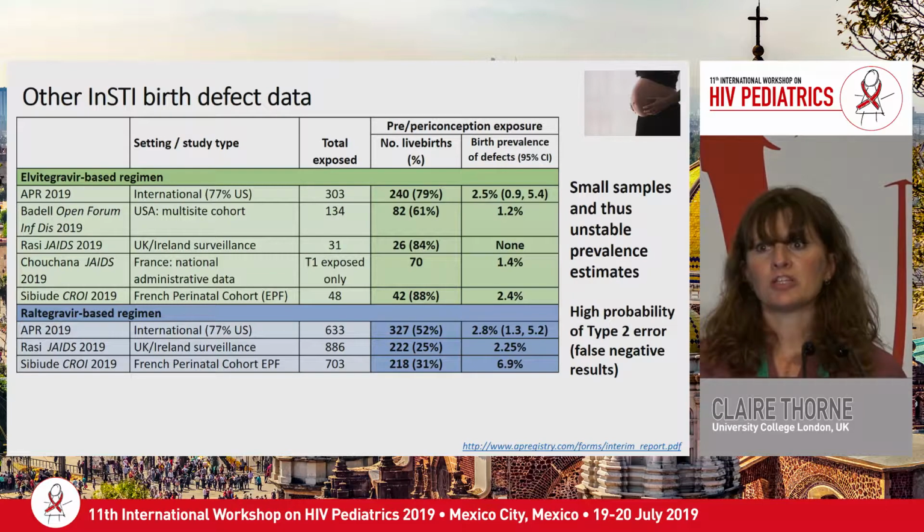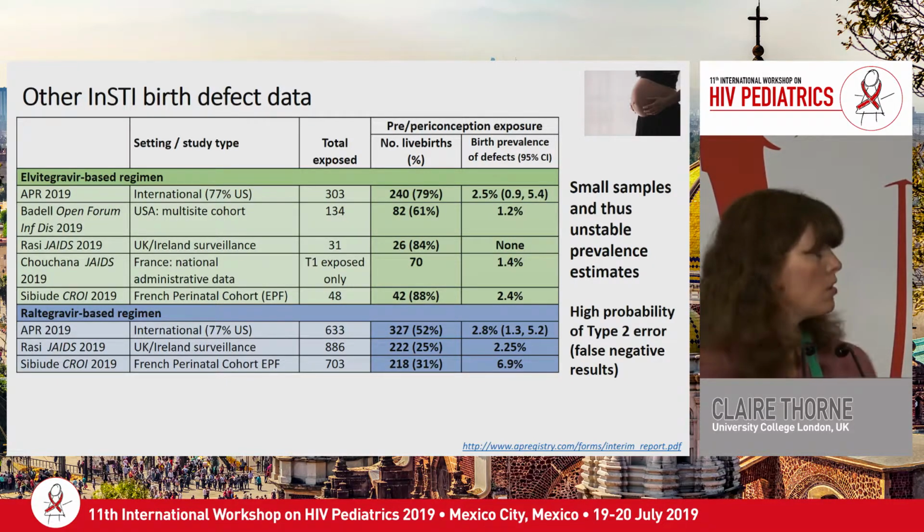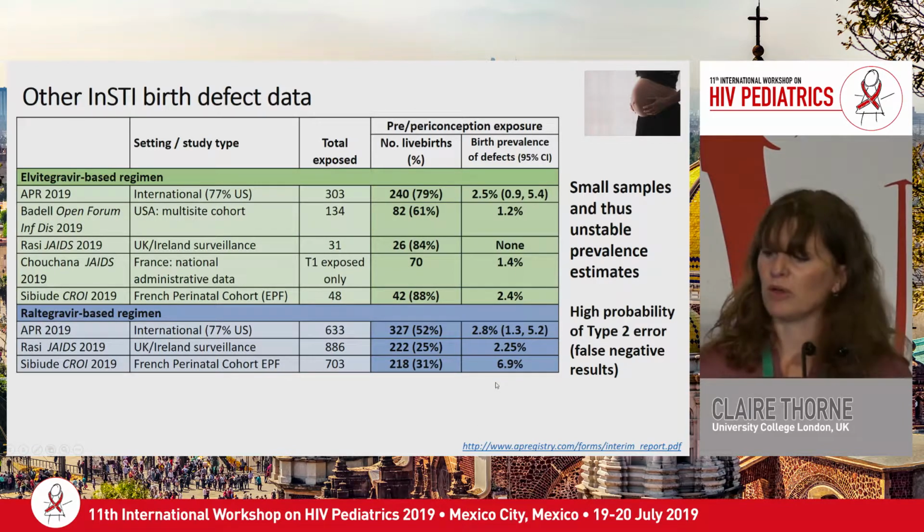So following the Dolutegravir signal, there were questions raised about whether this could be a class effect. And therefore, there's been a bit of a flurry of studies in the last year looking at other integrase inhibitors. So this table summarizes those studies for Dolutegravir and Raltegravir. The total numbers exposed in pregnancy are shown here, and then the birth prevalence of defects amongst those with periconception exposure.